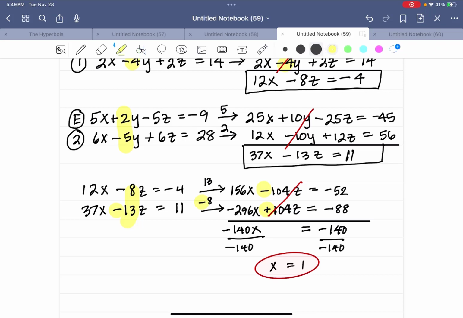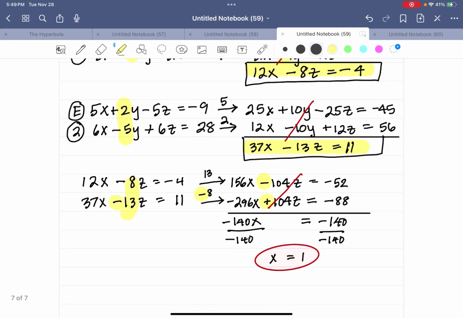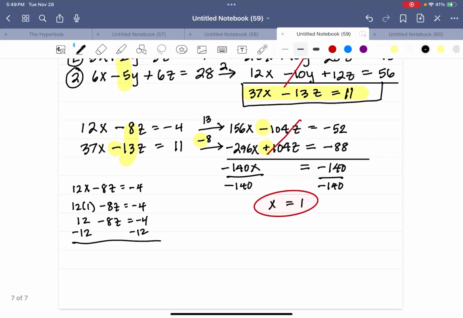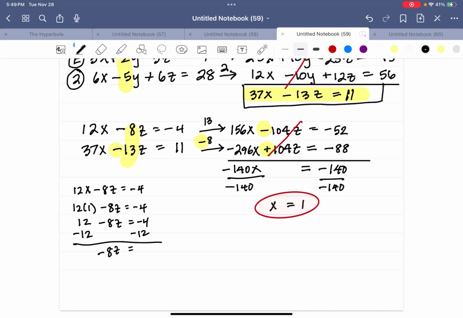However, I have two equations that just have an x and a z. So I'll use the first one. That is the 12x minus 8z is negative 4. And I'll put in an x is 1. So 12 times 1 minus 8z is negative 4. That's 12 minus 8z, negative 4. Subtract a 12 from both sides. Negative 8z is negative 16. Divide by negative 8. Z is positive 2. So now I know my z value is 2.